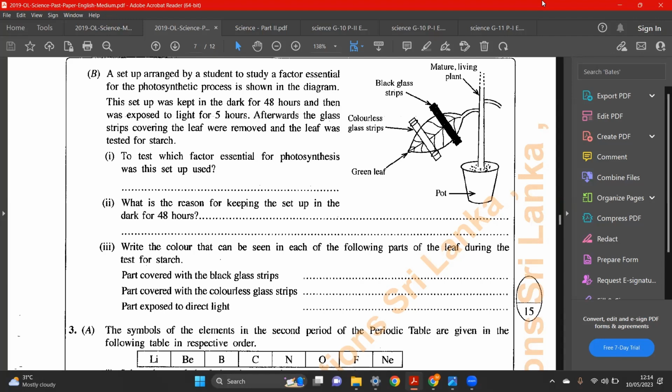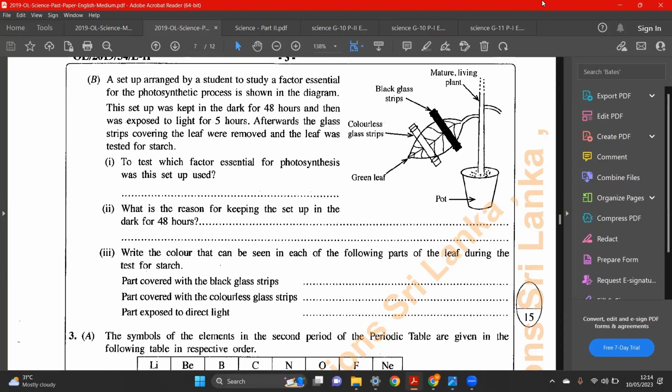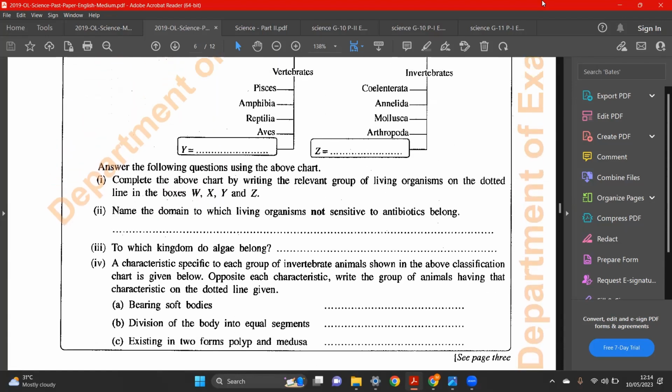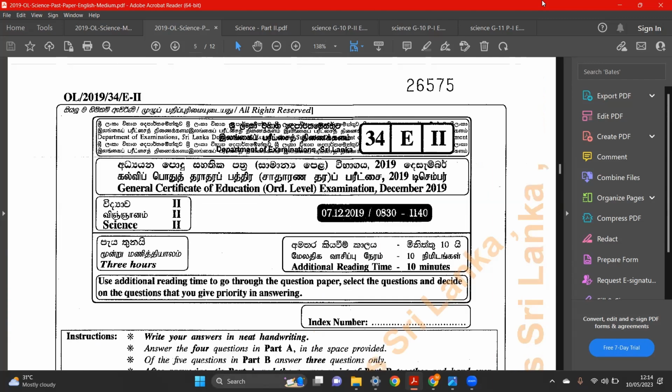The part covered with the colorless paper and the part exposed to direct light, both of them will show a blue-black color. Why is that? Because even if it's covered with a colorless paper, it's still colorless. So therefore, light can come in and photosynthesis can happen. All right. So that is your second question.